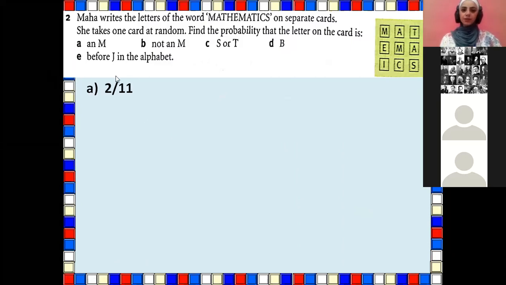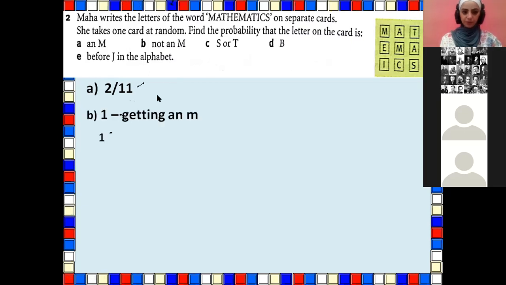So 2 cards have the letter M out of all the possible outcomes, 11. Thank you, Hanin. Yalla, let's go to another one. Sala Al-Qaq. B, not an M, 9/11. Yes, we already know getting an M is 2 out of 11. Not an M is going to be the opposite. Take away 11 minus 2, which is 9, over 11.